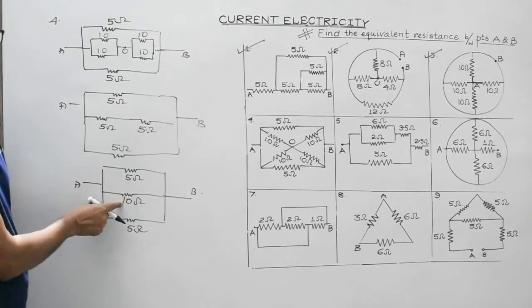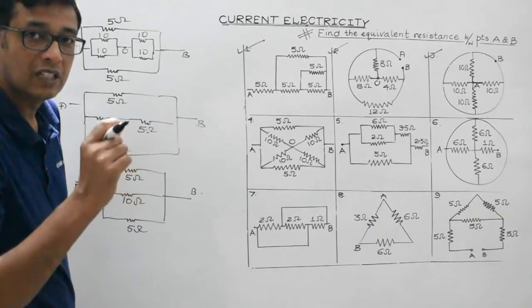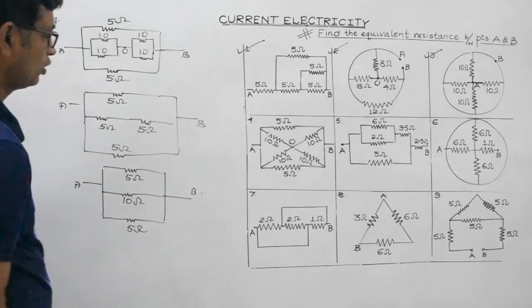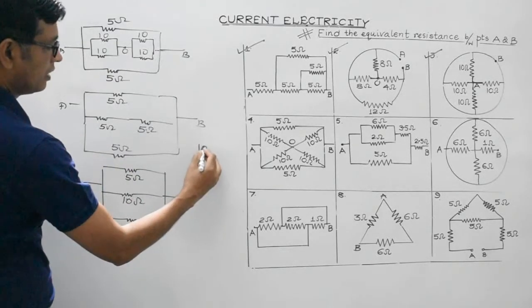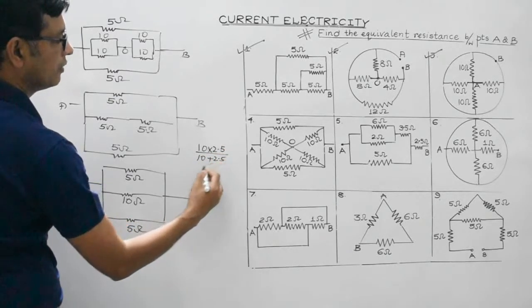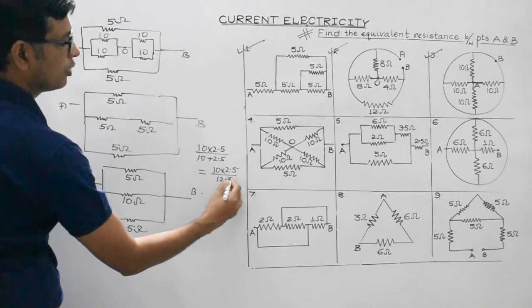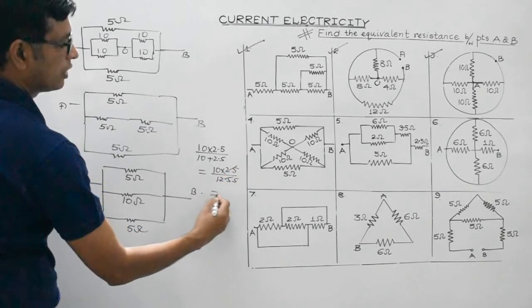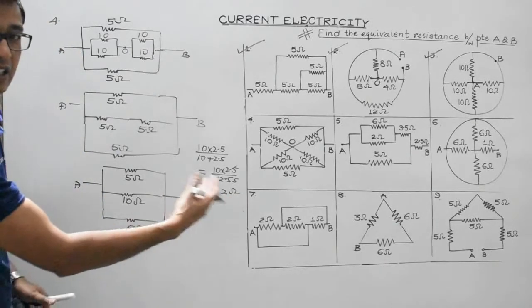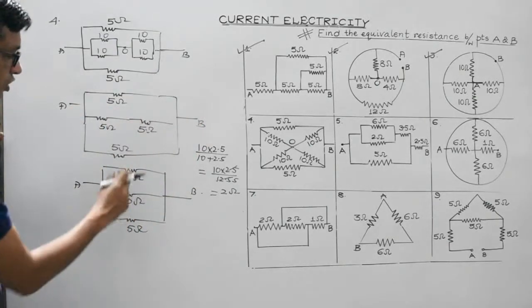2.5 and 10 are in parallel, so the result will be 10 into 2.5 divided by 10 plus 2.5. Understood that? Which would give us 10 into 2.5 divided by 12.5. So it should give us 2 ohm. Right? This was verbally. Let's solve it in the conventional method.